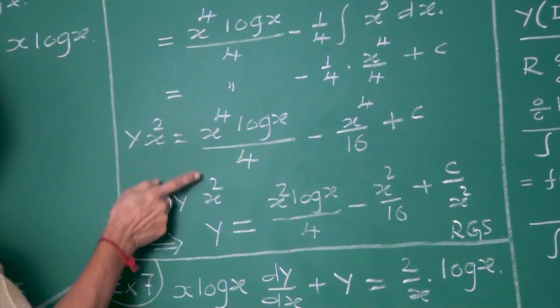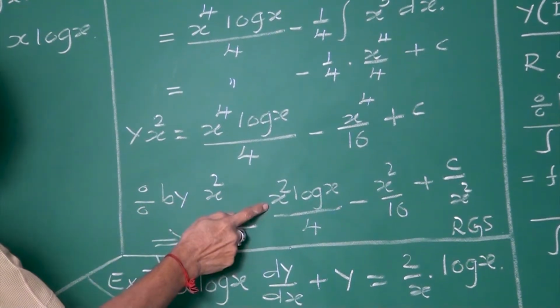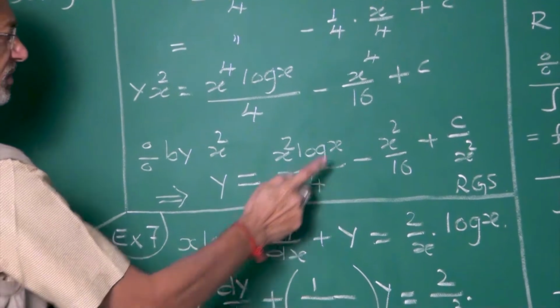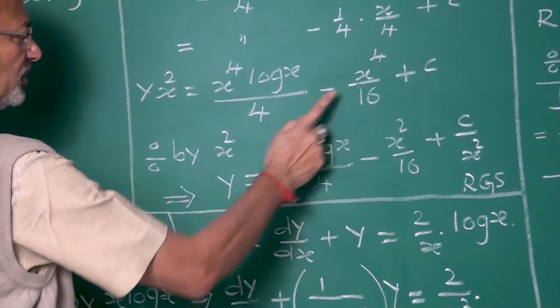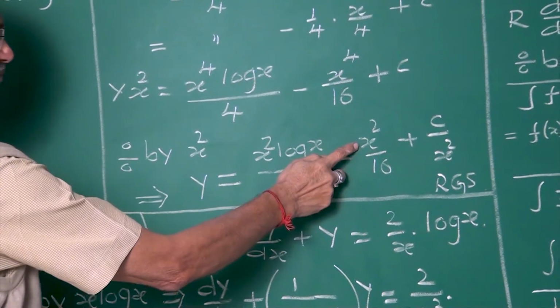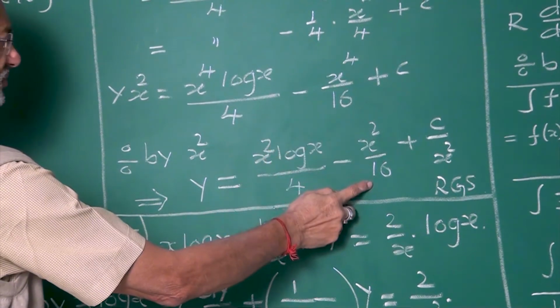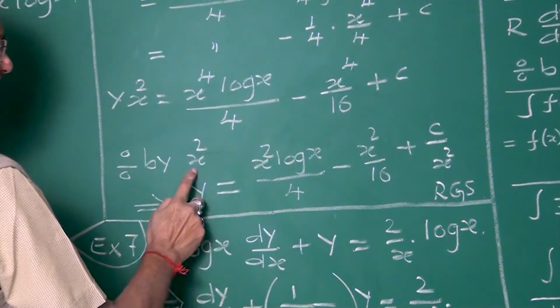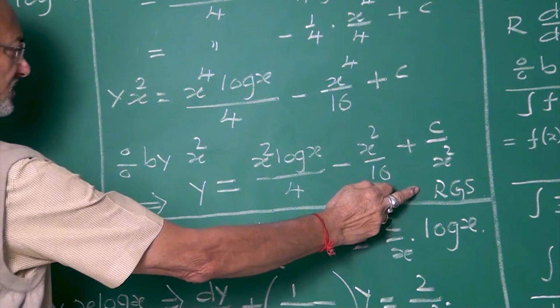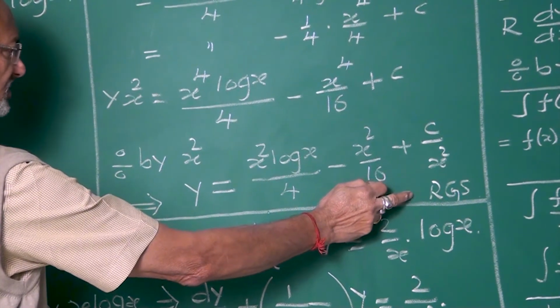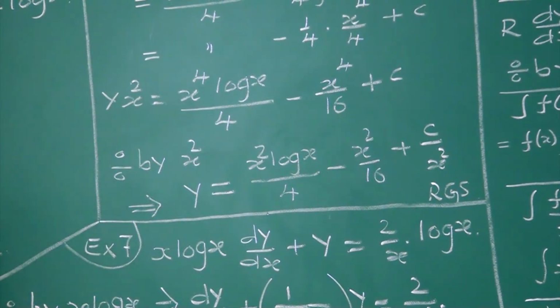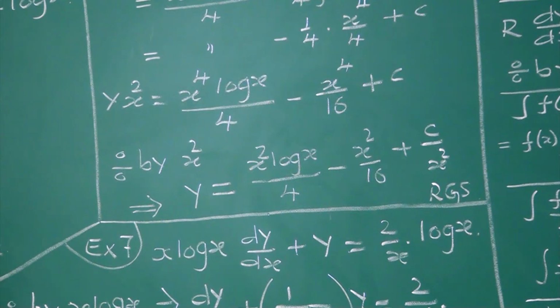Divide by x square. y is, x square cancelled, my friend. x to the power 4 upon x square, you are left with x square log x upon 4. Again, same, x to the power 4 upon x square left upon 16, plus c upon x square. This is the required general solution. Required general solution, yes, my friends.